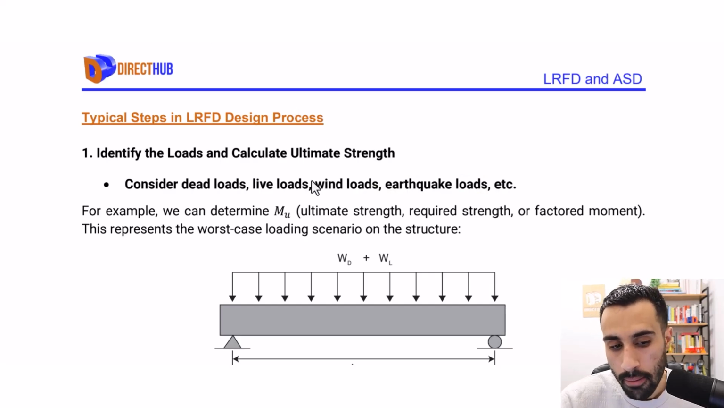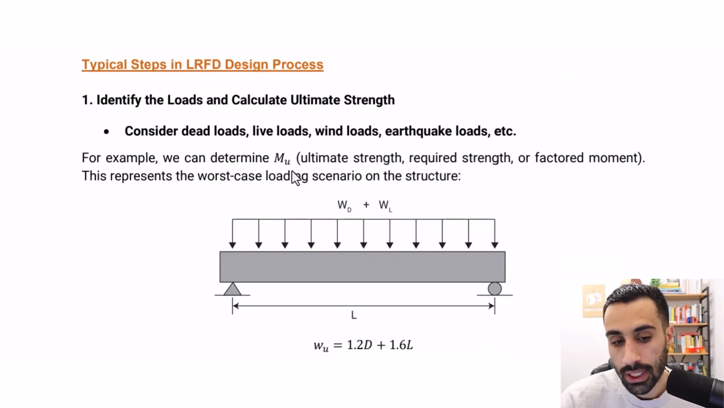So now, for example, what we will do for this one is look at the Mu. Mu stands for the ultimate moment. This is the ultimate bending strength, the ultimate moment. M always stands for moment. Ultimate flexural capacity, ultimate flexural strength, and so on. We use different terms. It's confusing, but it all means the same thing. So the Mu can be estimated. The ultimate strength requires the strength factor moment. This represents the worst case loading scenario on the structure.